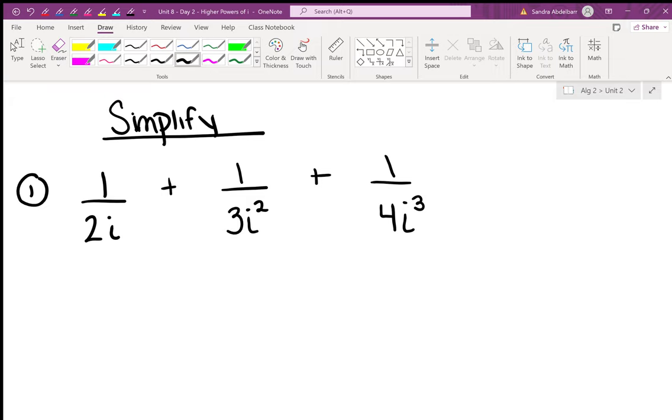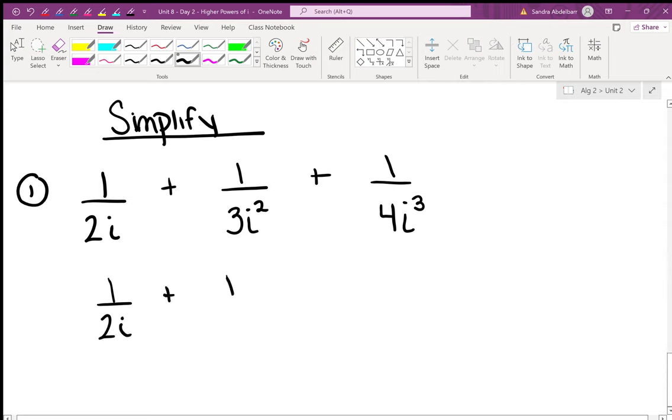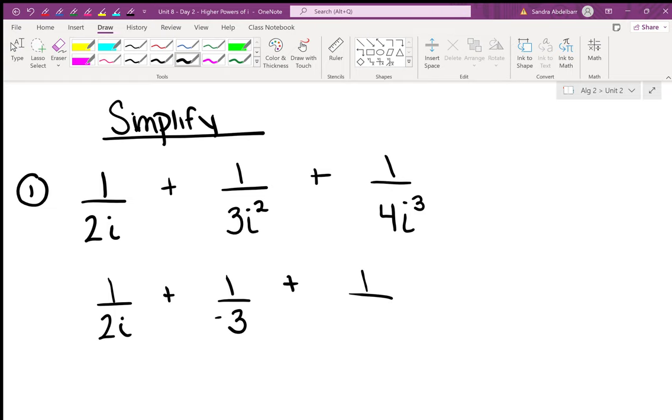Even before I rationalize it, what do you realize we can even do for some of them? Simplify, exactly. So the 1 over 2i will stay 1 over 2i. But what about 1 over 3i squared? Isn't that just going to become negative 3? Because i squared is a negative 1. Hey, what about 1 over 4i cubed? What does that simplify down to? Say it one more time. You got it. 1 over negative 4i.